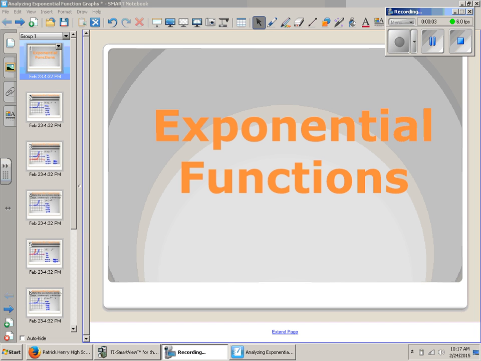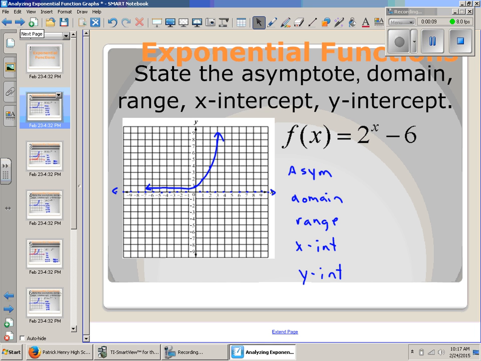Today's lesson is on exponential functions. We're going to graph them and then analyze the graphs today. So let's look at this function, 2 raised to the x power subtract 6. I have the parent graph, 2 to the x, drawn here. And notice, what does the minus 6 do?